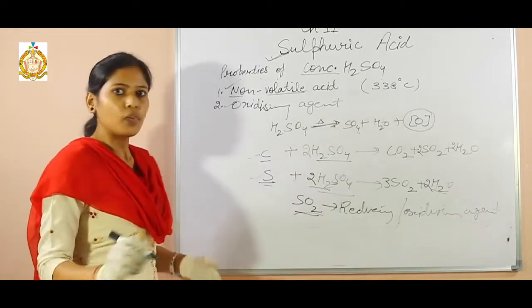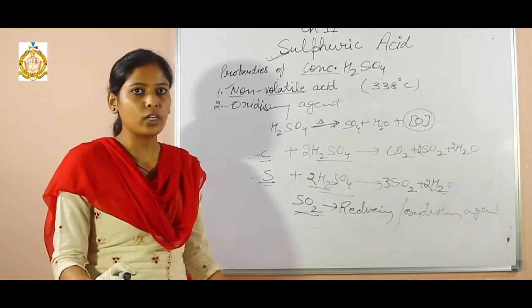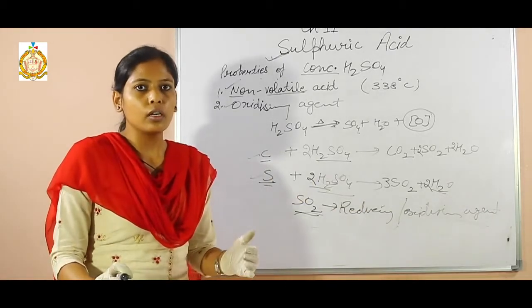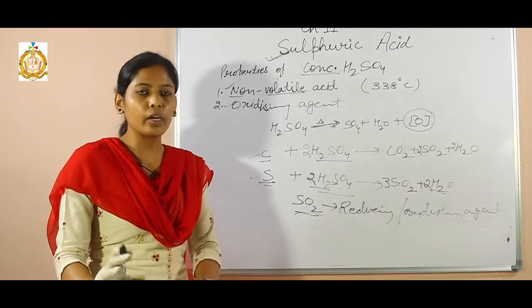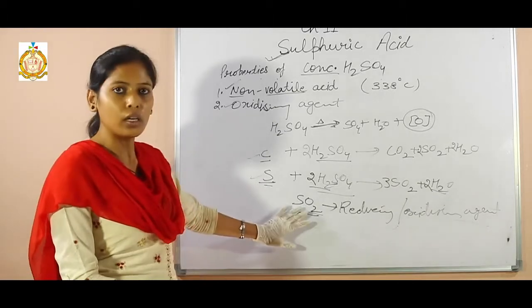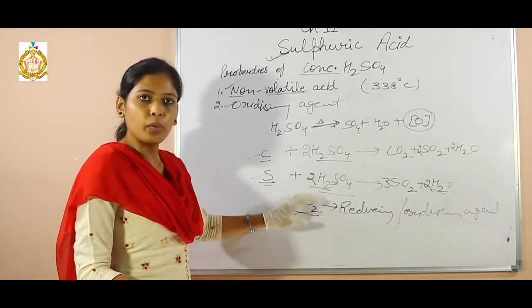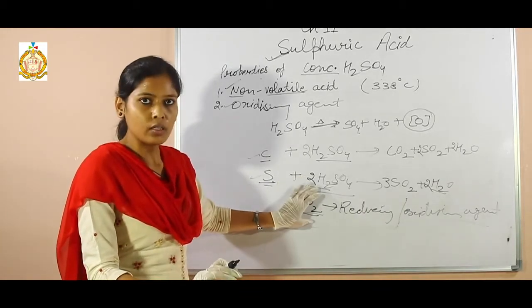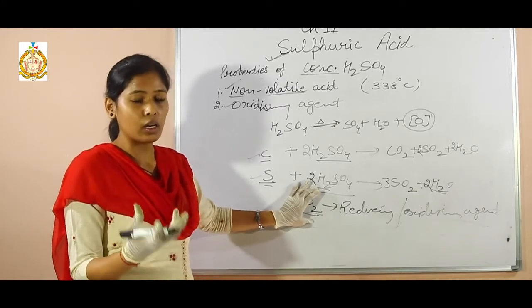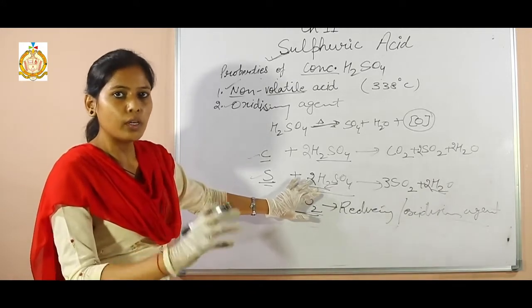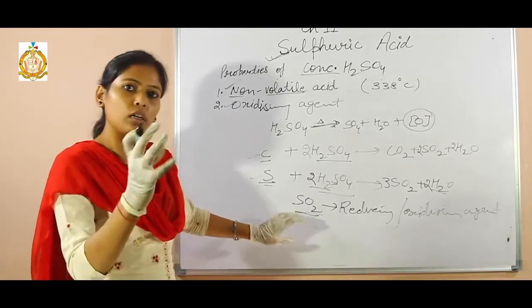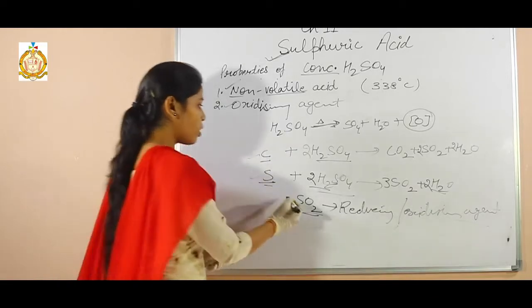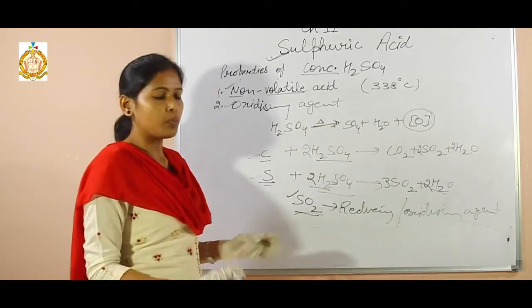Next one is sulfur dioxide. It is a temporary bleaching agent. Bleaching means removing the color from material. Temporary means for the time being it can remove the color. If the color is removed by sulfur dioxide from any material, then it will become colorless, and when that colorless material is kept in the atmosphere, then again it will regain color. That's why sulfur dioxide is a temporary bleaching agent.